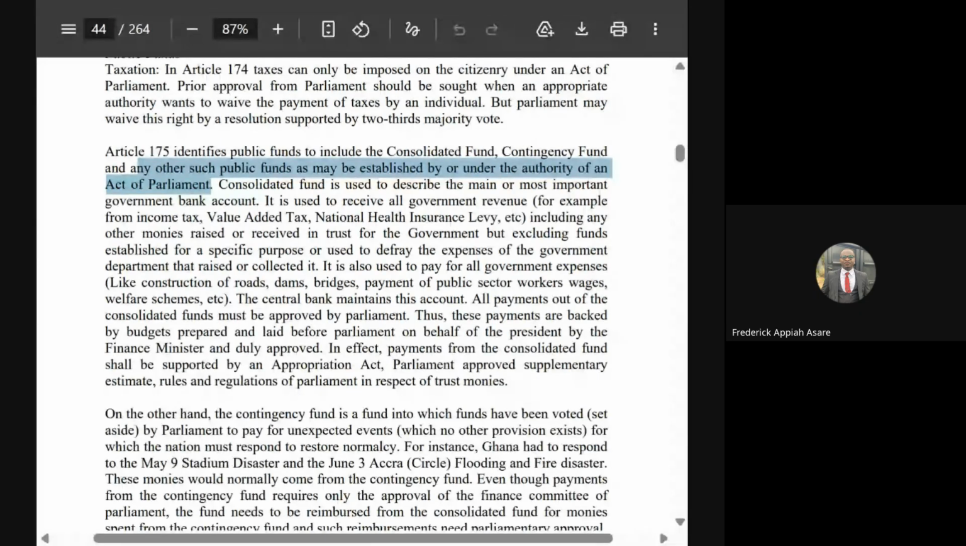So according to Article 175, we have three funds. We have the Consolidated Fund, Contingency, and any other fund. So the any other fund is what an Act of Parliament may think it is advisable for them to have. I said previous administration during Mahama's time, he established the fund that they call the Stabilization Fund and the Heritage Fund. The Heritage Fund came in when we started discovering this oil.